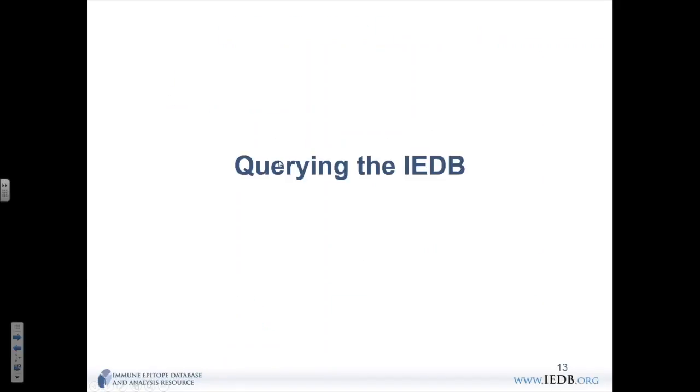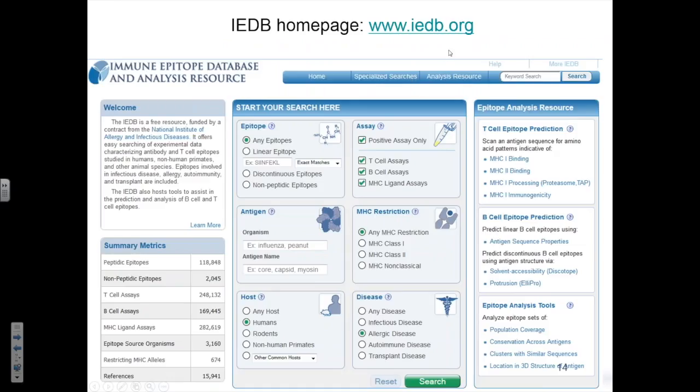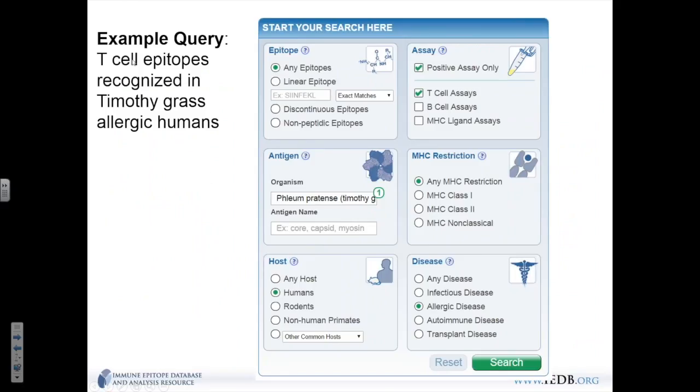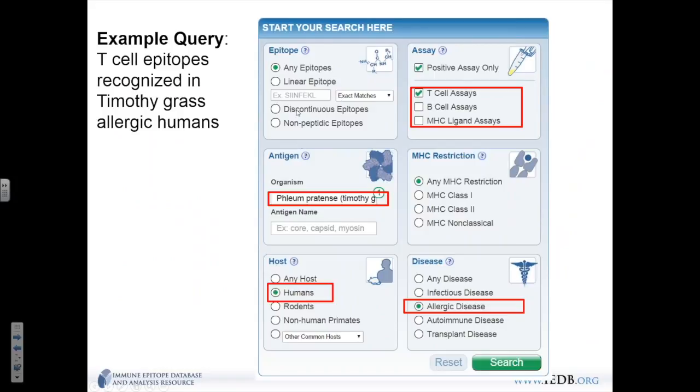Querying the IEDB. So this is the homepage when you come to the IEDB, and we really put front and center the query interface. As an example, I'll just show how to query the IEDB for T-cell epitopes that are recognized in Timothy grass allergic humans. So you specify that query as follows. You're looking for epitopes from this Timothy grass. You're looking for that the host is a human. In this case, you're looking for T-cell epitopes, so you query asking for T-cell assays. And you're asking that these humans actually have an allergy.